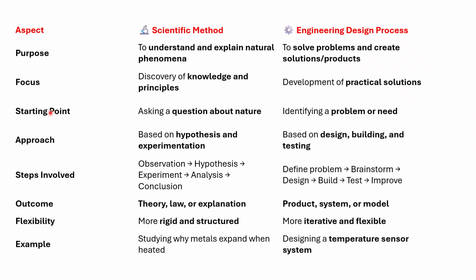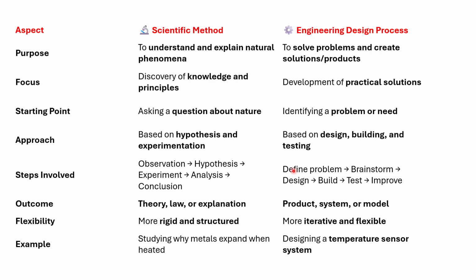The starting point for the scientific method is asking questions about nature, for example, studying why a material expands when it gets heated. In the engineering design process, it is identifying the problem or a need. The scientific method is based on hypothesis and experimentation, whereas the engineering design process approach is based on design, building, and testing. These are the steps involved in the scientific method: first observation, then hypothesis, experiment, analysis, and conclusion.